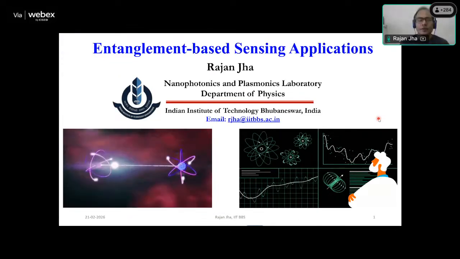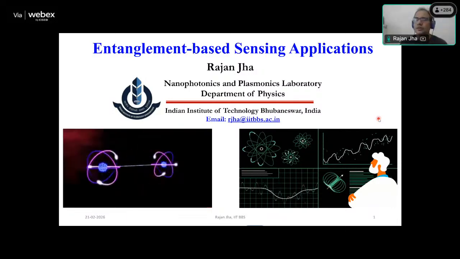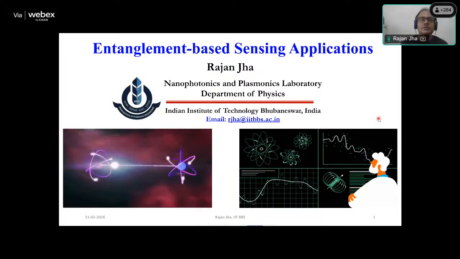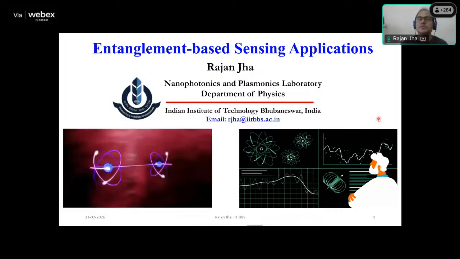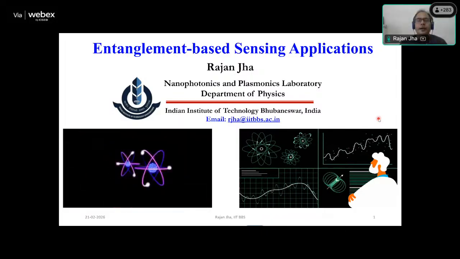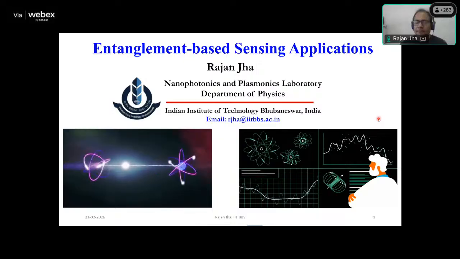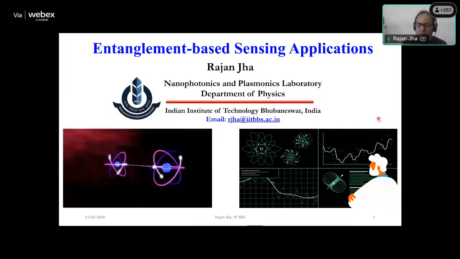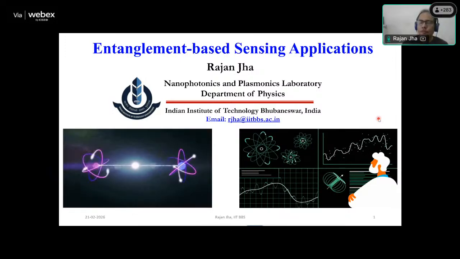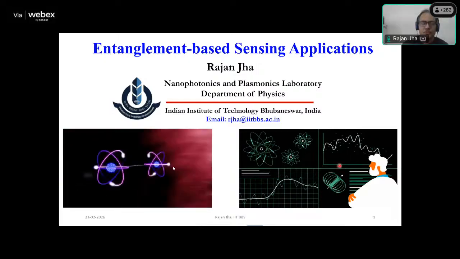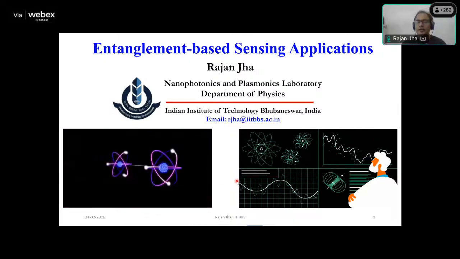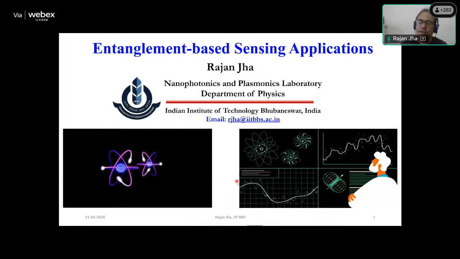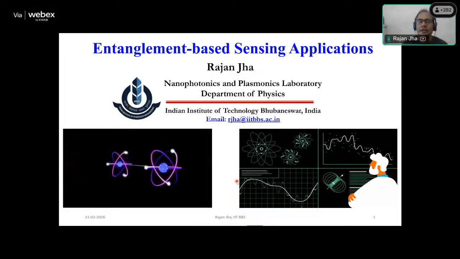Good afternoon, everyone, and I would like to thank the organizers for giving this opportunity. The title of today's talk, as you can see, is entanglement-based sensing application. Since I earlier gave a few lectures, you know me, I'm Rajan Jha, from IIT Bhubaneswar. Whatever you are seeing in these two diagrams largely tells you some signature associated with entanglement. As we move ahead with the slides, this will be clear.